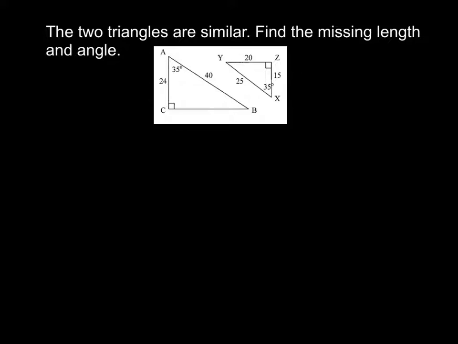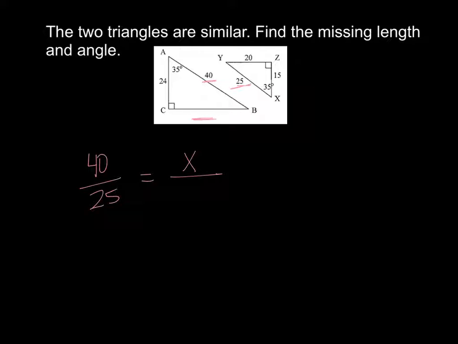All right, two triangles are similar. Find the missing length and angle. Okay, so we have to set up our proportion. We could use the hypotenuse. Now the hypotenuse is just the long side that kind of connects our two legs. So if I did the bigger one on top, 40 to 25 equals, now I'm going to do, oh well, I have to do the long side, okay. So it's a big one, so I put X on top here.